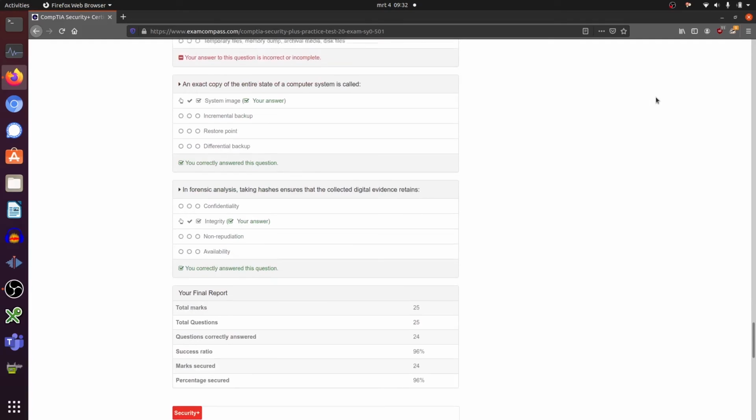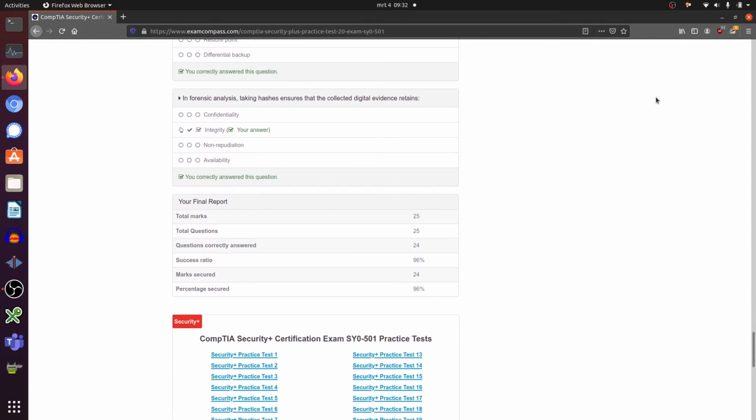Okay, clear. Still 25 questions, 24 answered correctly. So it's not bad, but to be honest, I really like security, CompTIA Security Plus, but this is quite boring to me. It's just really knowing what all these initials mean. What does it mean? What's the concept behind it?